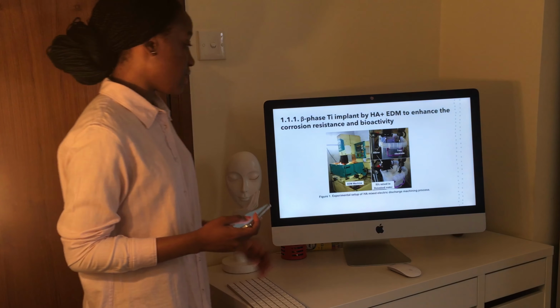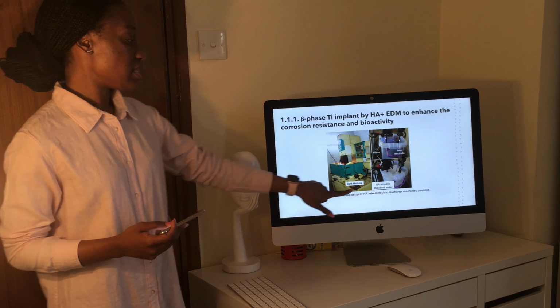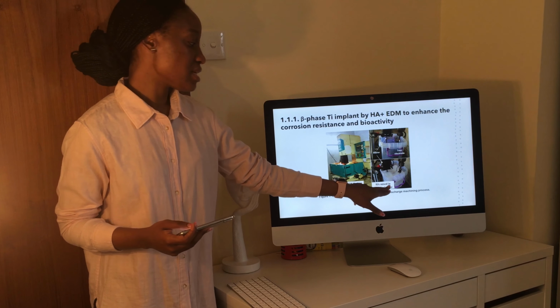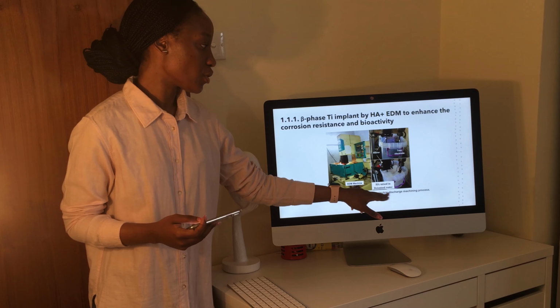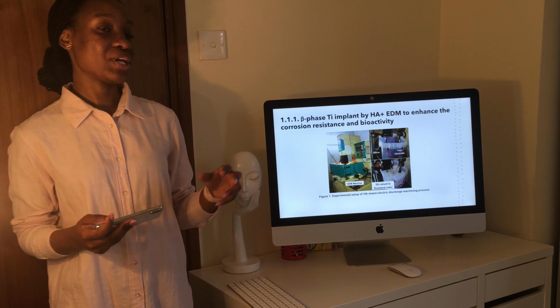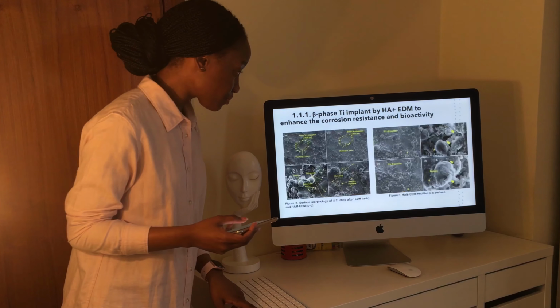Now, this is the experimental setup that is normally used for electric discharge machining, and this is the hydroxyapatite mixed in deionized water. This is the experiment that is used, and in this experiment in particular, the purpose was to enhance the corrosion resistance and bioactivity of the element.